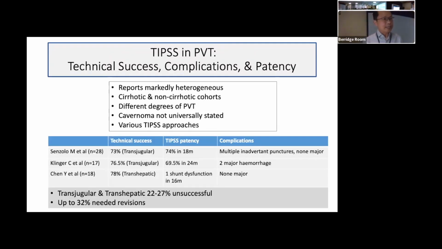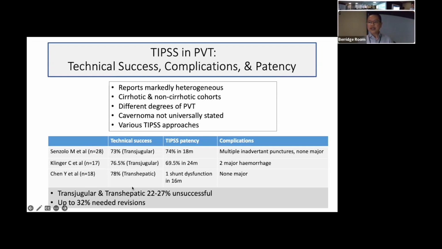So all those complicated and complex interventions, what is the outcome? The reports in the literature are mildly heterogeneous, and not surprisingly, because there's no standardized description for all what we are doing here. They will include cirrhotic and non-cirrhotic cohorts with varying degrees of portal thrombosis. And not all papers mentioned whether the patient has carcinoma or not. The importance of that is that in a patient with carcinoma it is extremely difficult to establish a TIPS shunt, very difficult to recanalize because they're very tough, and they are actually a very high-risk intervention.